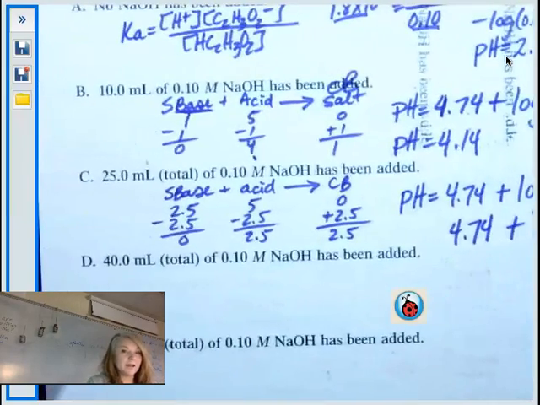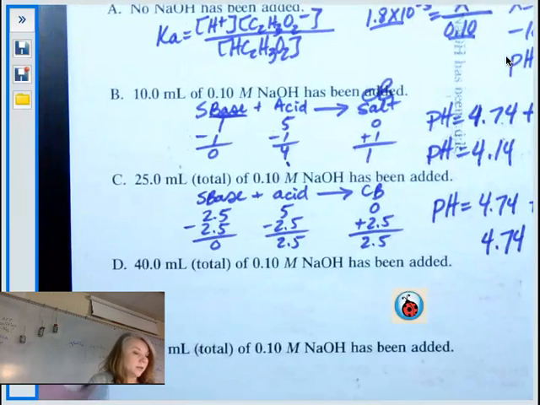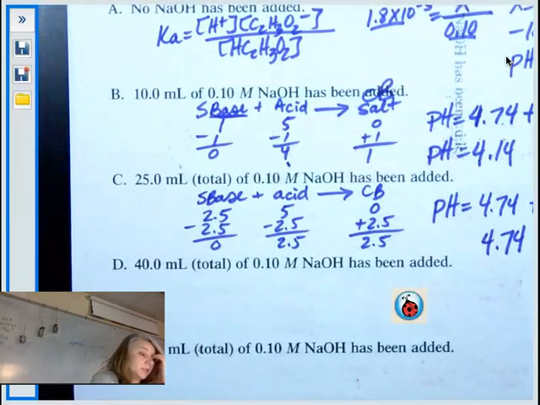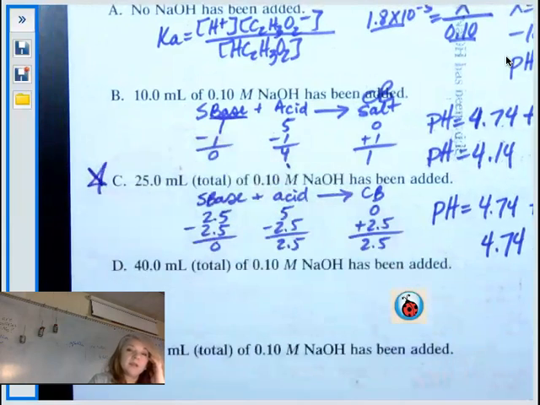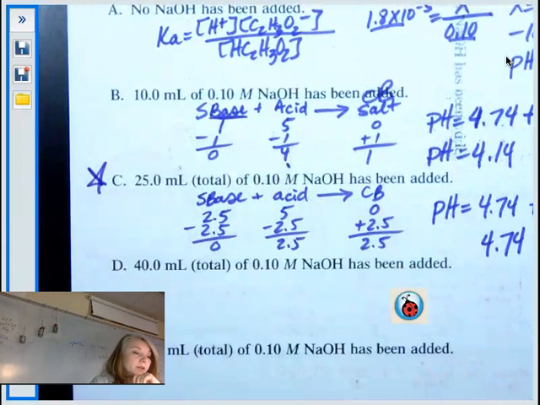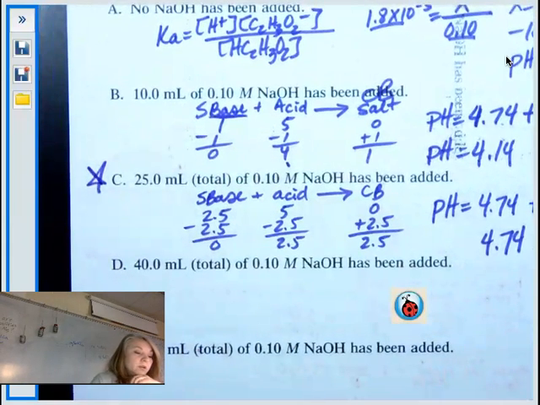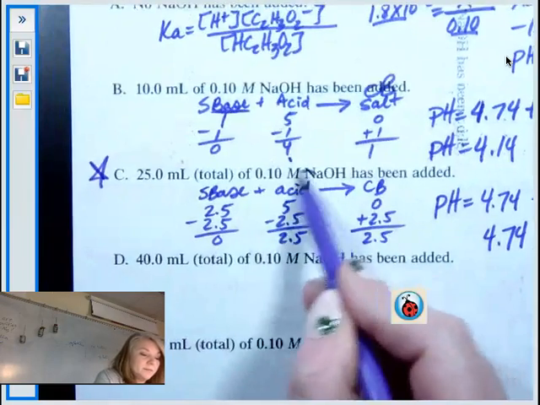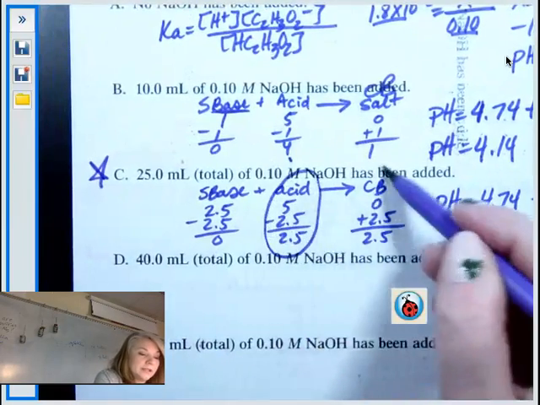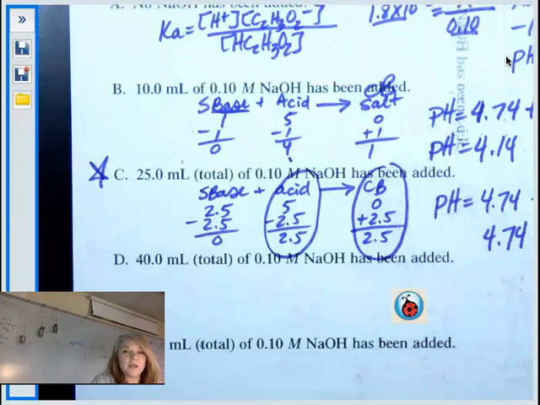Okay, let's make a big deal out of this. Do I put a star next to it? Yes, put a star next to it. You've added 25 milliliters to your solution. Notice that your acid and its conjugate base are exactly the same. You're halfway to the equivalence point, halfway to where your end point would be reached.